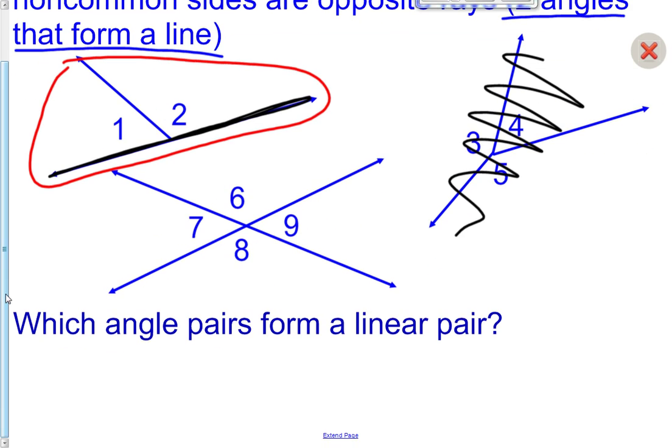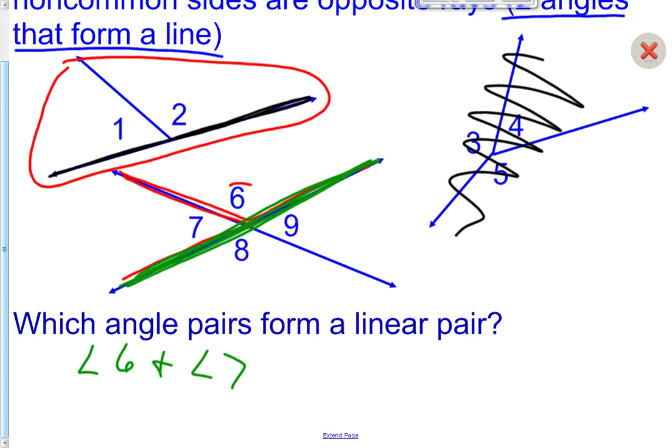For 6, 7, 8, and 9: 6 and 7, this obtuse angle and this acute angle, bam, they make this 180, this straight angle, this line. It's a pair of angles that form a line. So angle 6 and angle 7 form a linear pair. There are also 3 other pairs that are linear pairs. Angle 7 is acute, angle 8 is obtuse, and together they form this line. So angle 7 and angle 8.